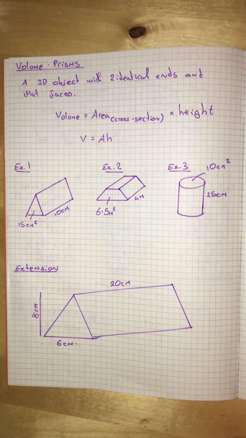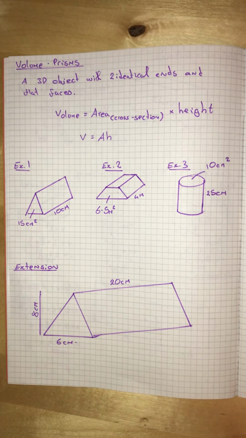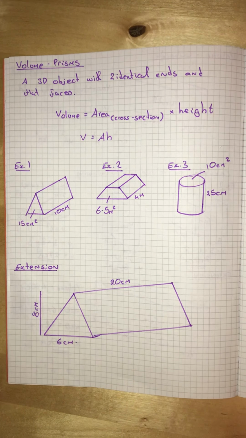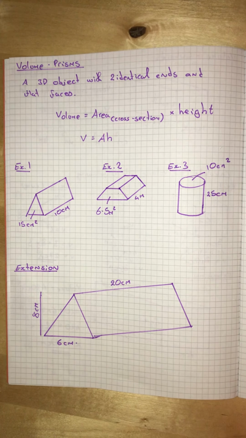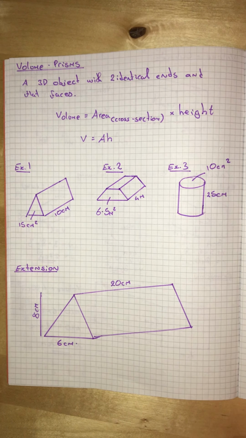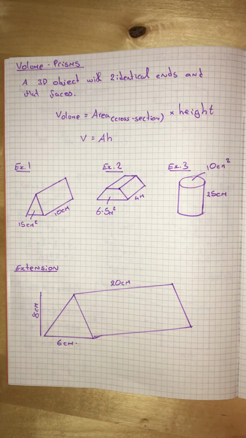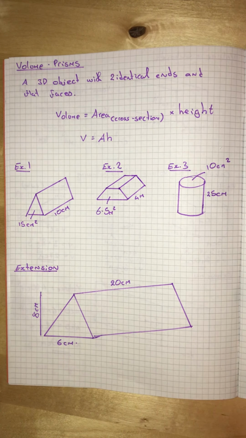Hi, so in this video we're going to talk about prisms and then calculate the volume of them. If you don't know what a prism is, I'll explain that to you now. It is a three-dimensional object where two of the ends are identical and it's made up of flat faces.